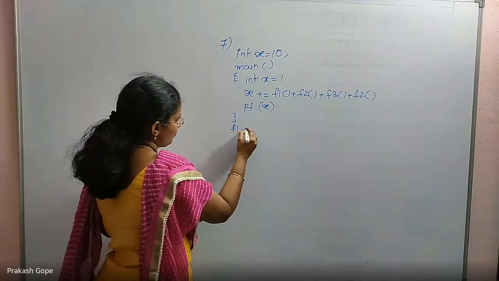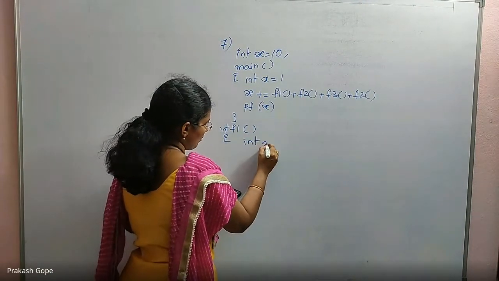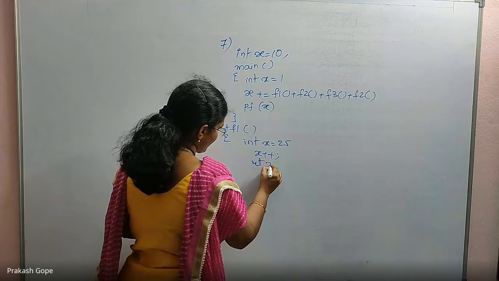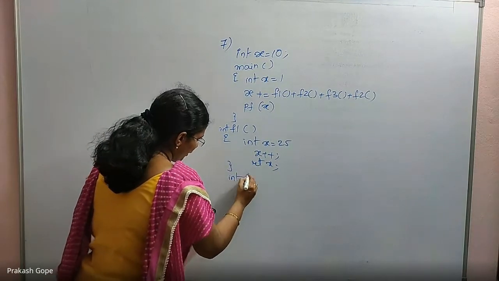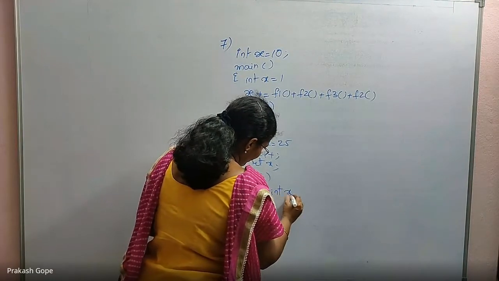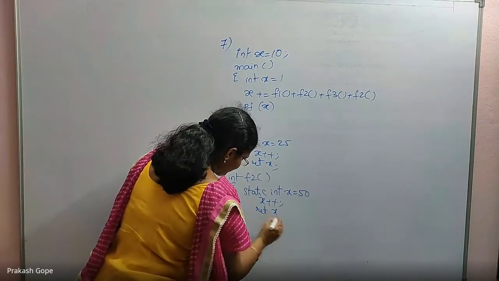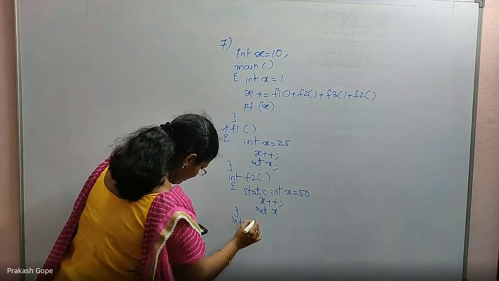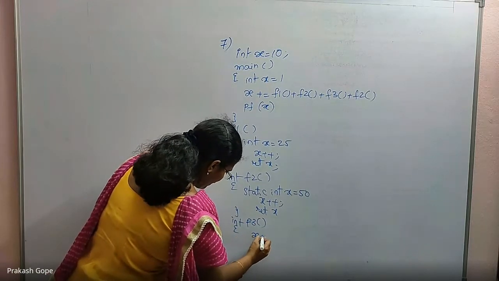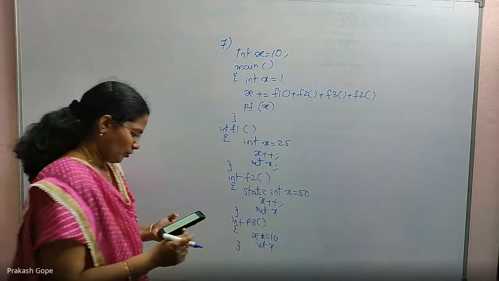Then the f1 function is like this, which returns an integer. Int x is equal to 25, x plus plus, return x. Then int f2, there is a static variable now. Static int x equal to 50, x plus plus, return x. Then there is int f3, no declarations, x star equal to 10, return x. That's all. What is the output of the program?